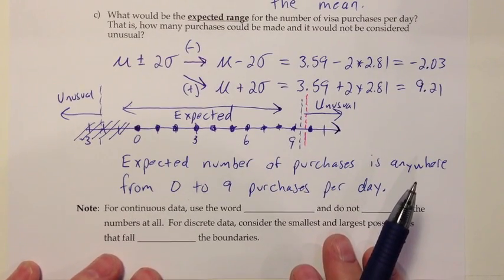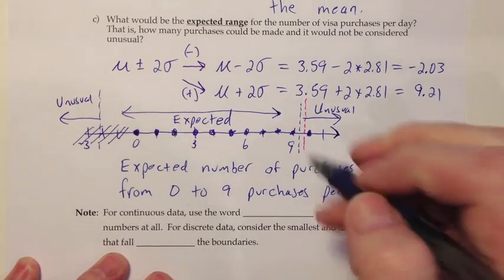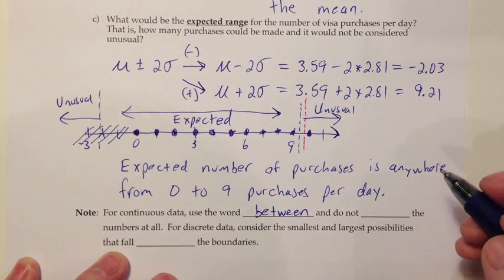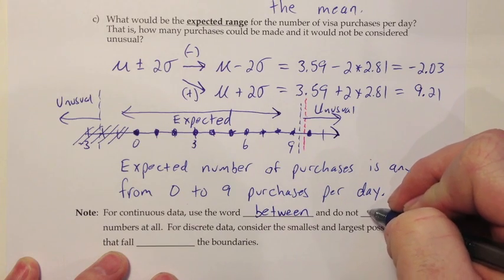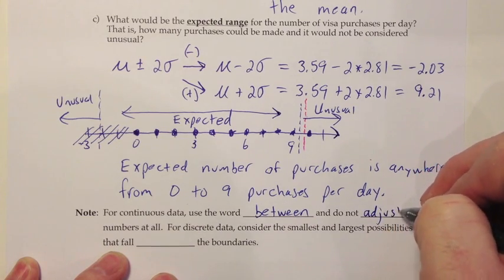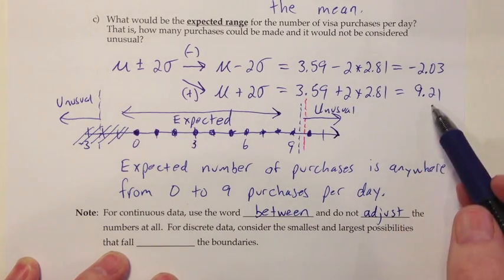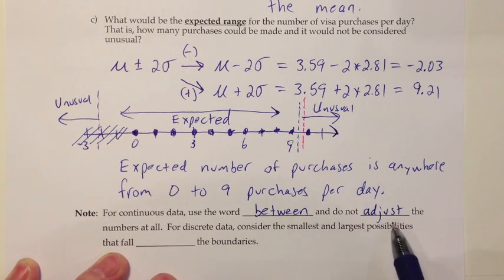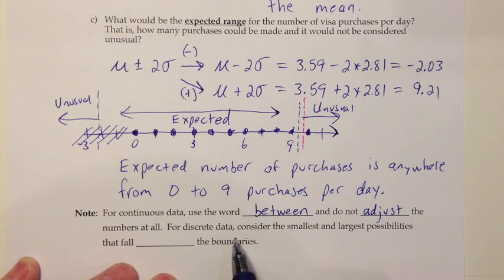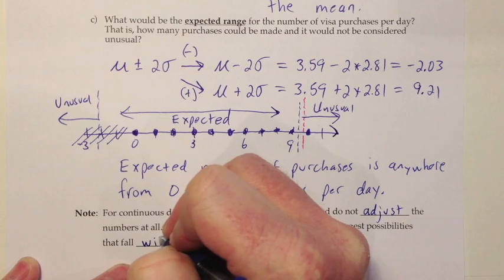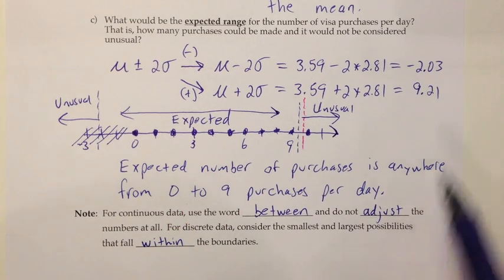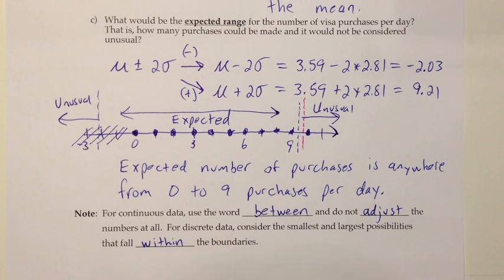If this had been continuous data instead of discrete, then I would have used the word between, and I would not have adjusted the numbers at all. I don't want to use the word round because it didn't round, but I did adjust them to something that made sense. But if it's continuous, everything makes sense. So I would just say between and leave the numbers alone. But for discrete data, consider the smallest and largest possibilities that fall within the boundaries. So again, just thinking of these as boundaries and what's the smallest number inside, what's the largest number inside.